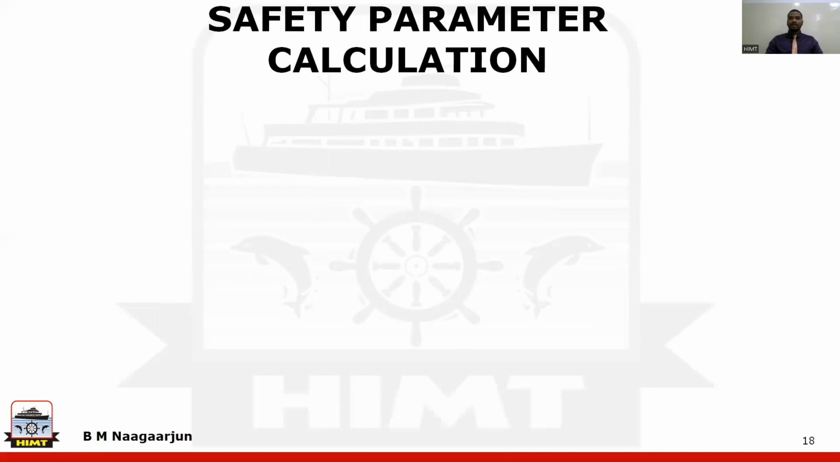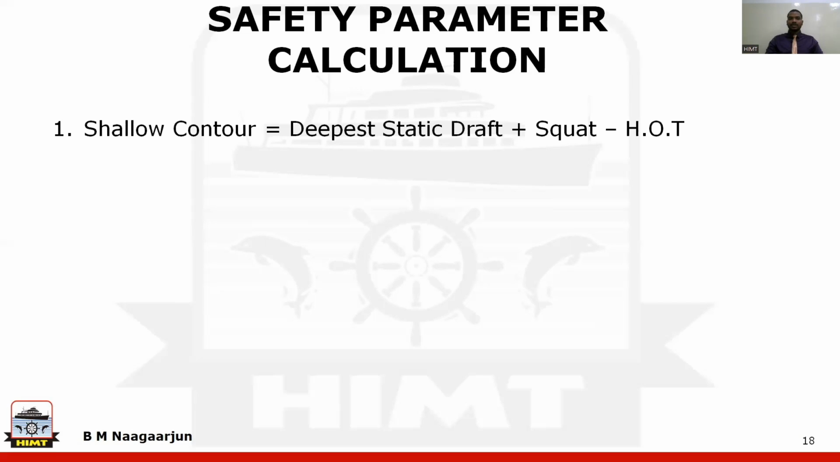Now let's have a look at the safety parameter calculation and the associated formulae. The first one, shallow contour, is calculated by deepest static draft plus squat minus height of tide. Deepest static draft is the maximum draft when the vessel is stationary. That means when the vessel is at even keel, it can be the draft at either end, or when the vessel is trimmed, it is the maximum draft at the trimmed end.